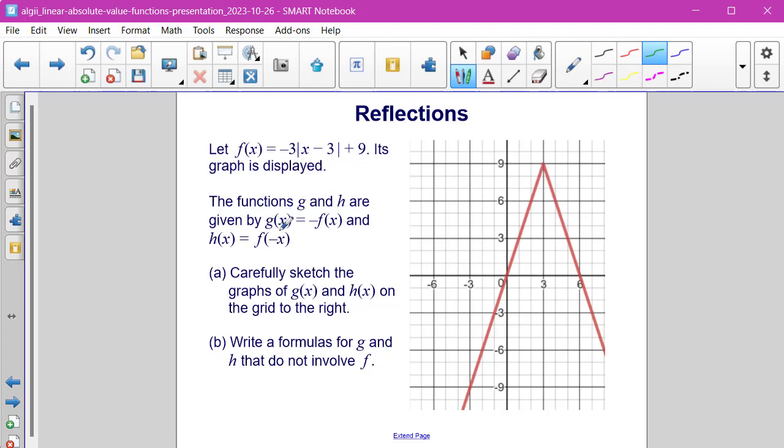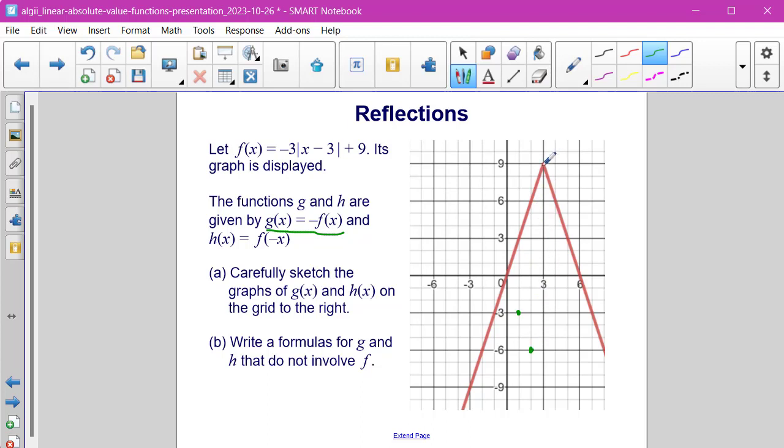So let's first get started with sketching the graph of g of x. G of x is equal to negative f of x. That means for every input value that we put in, we're going to get the opposite y value as our output. So for example, at 1 in f, we're at 3. So in g, when we're at 1, we're going to be at -3. And then 2, f is at 6. So then g of 2 will be -6.